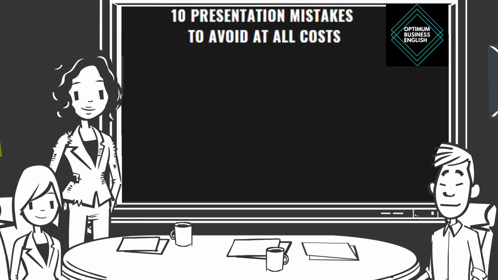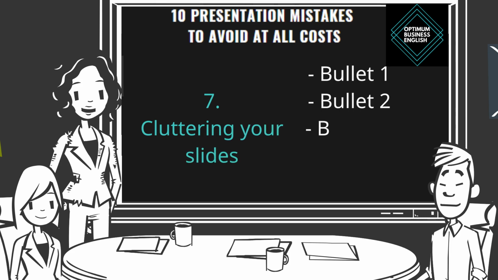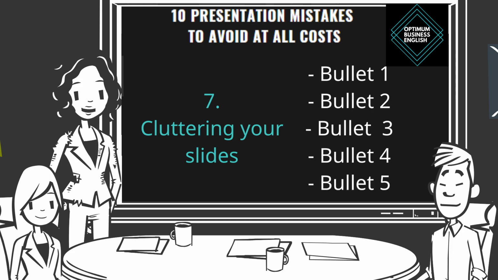Exactly. The 7th presentation mistake to avoid doing is to not clutter your presentation slides. Here, I mean that you should not have more than 5 bullet points on a slide at a time. And you should use keywords and graphics wherever possible. And you should talk about only one subtopic per slide.